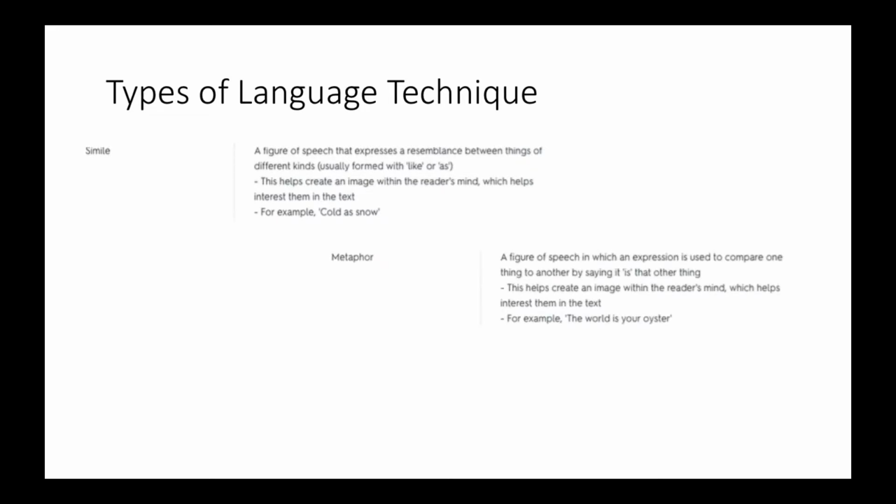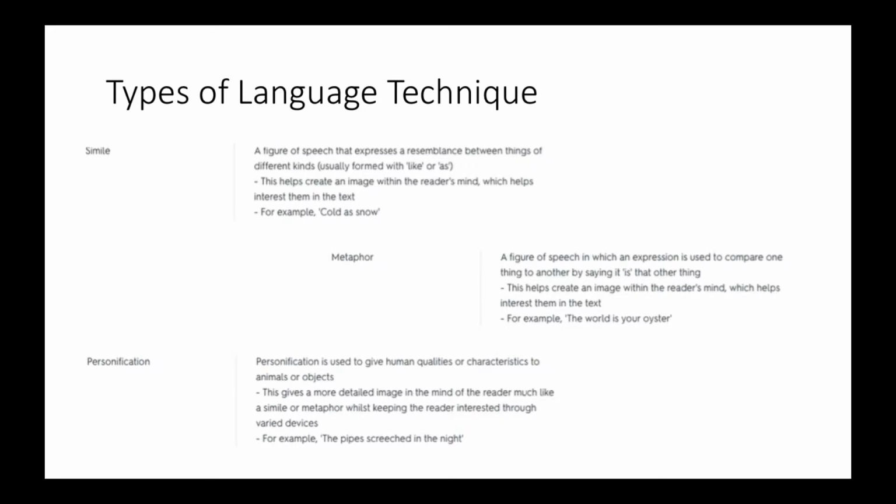We can also use metaphors, which are harder to figure out or harder to pick out, but that's a figure of speech in which an expression is used to compare one thing to another by saying that it is that other thing. So the world is your oyster, meaning you can do anything you want, but it's used as a metaphor. This helps create an image within the reader's mind, which helps interest them in the text.